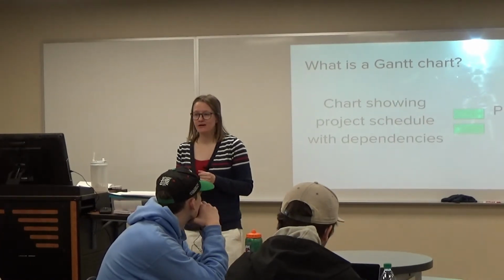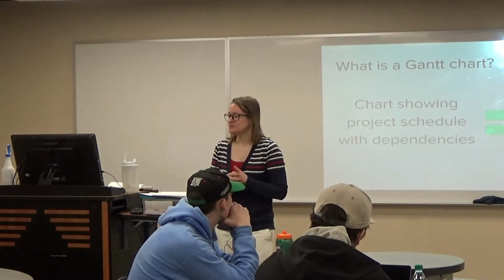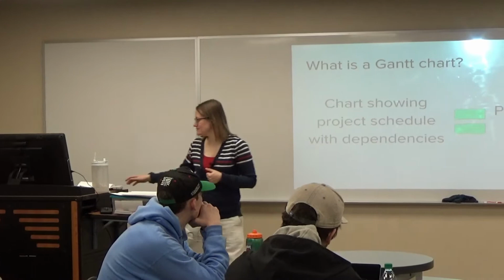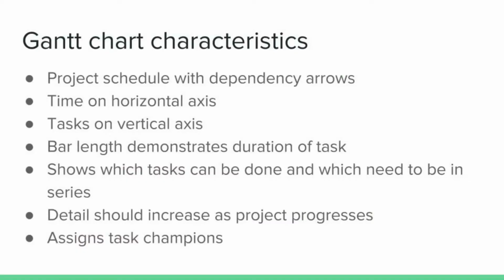You'll have a schedule, and there'll be certain dependencies because you have to do certain things in series, right? So you'll have arrows and things to show that. So what does a Gantt chart then look like? It's going to be your project schedule, and there's going to be dependency arrows that you can take from your PERT chart, so you know which things follow each other. You have a time axis at the bottom, and vertically you've got all of your different tasks. And then you're going to have a bar on there that indicates how long that task is going to take. So bigger bars, longer time.